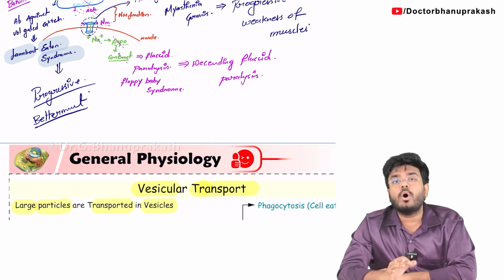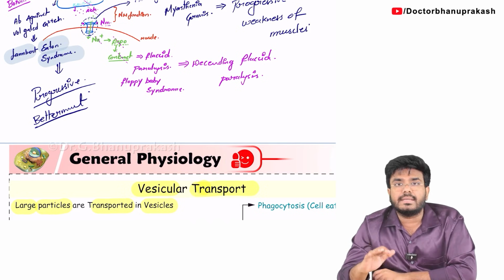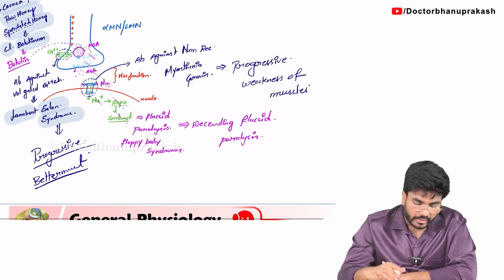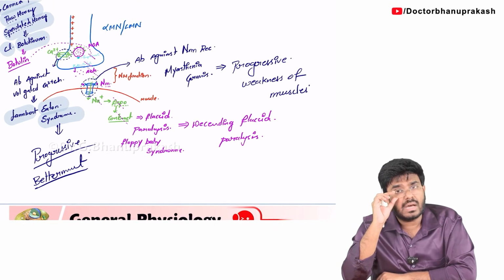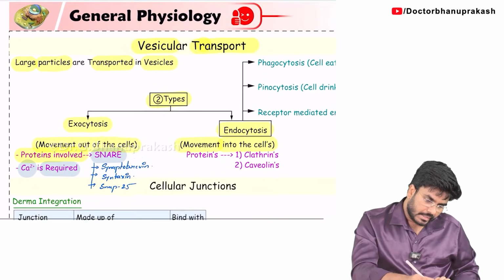Progressive betterment means in the morning there is weakness, and with time the muscles get better and better. Okay, the myasthenia decreases. So this is one important way to differentiate between myasthenia gravis and Lambert-Eaton syndrome. Okay, so with this, what have we completed? We have completed the exocytosis.